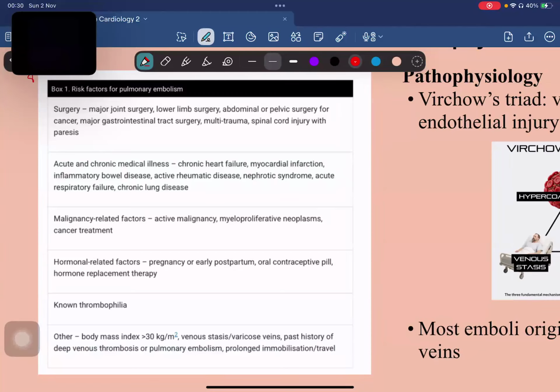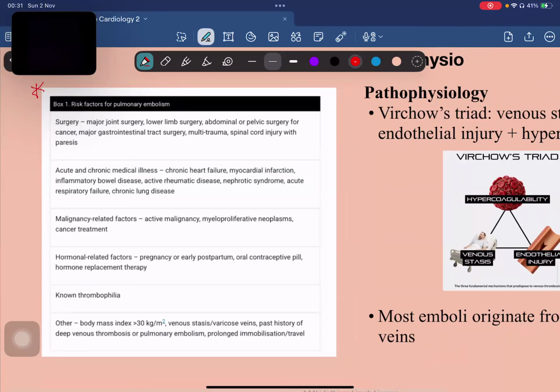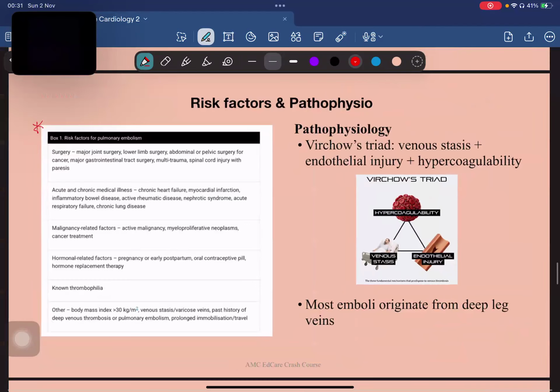And we have other risks like BMI being more than 30, and then venous stasis, varicose veins, having a past history of deep vein thrombosis or pulmonary embolism, or due to prolonged immobilization and travel. So this is very important. Like I said, the questions appear with a risk in the stem, so it's very important to know this. And that's again straight from the guidelines.